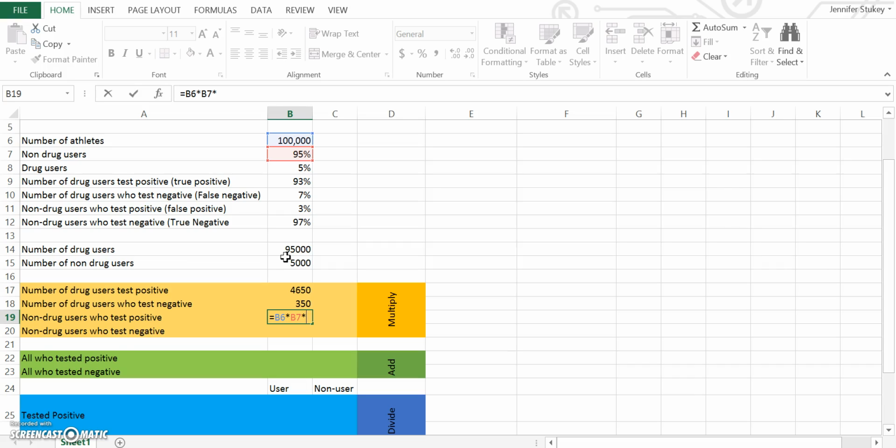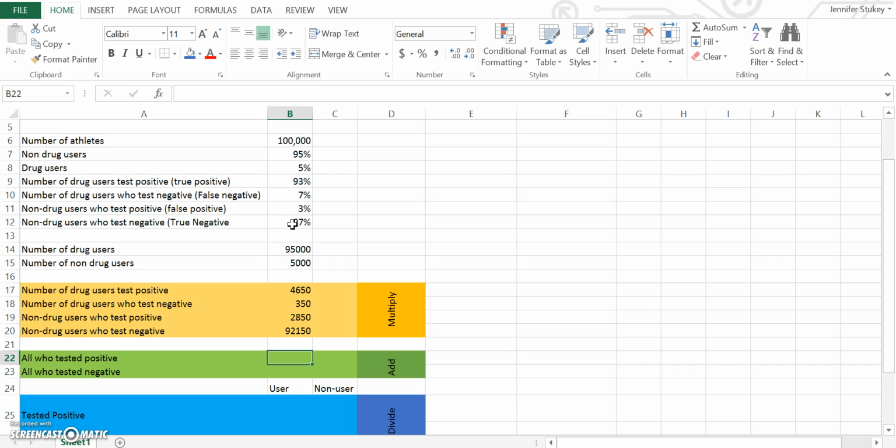All right, so the non-drug users who test positive account for 3%, and our non-drug users who test negative is that 100,000 multiplied by 95%, and then multiplied by 97%. Okay? They account for 92,150 out of the sample.